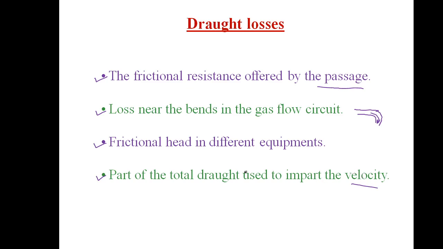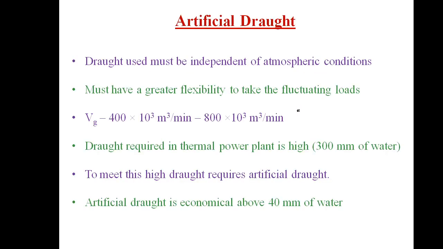Major part is utilized to create the velocity for the gases, or to make gases flow, and the rest of the draught produced is lost in overcoming friction in equipment as well as in the bends and the friction along the passage. Now, why is this artificial draught preferred?